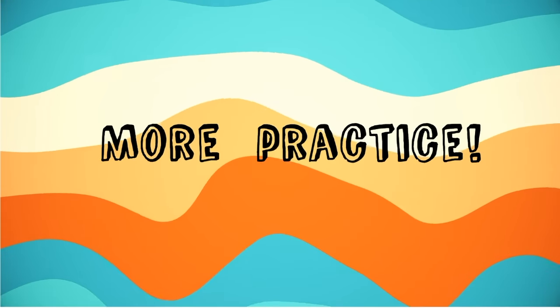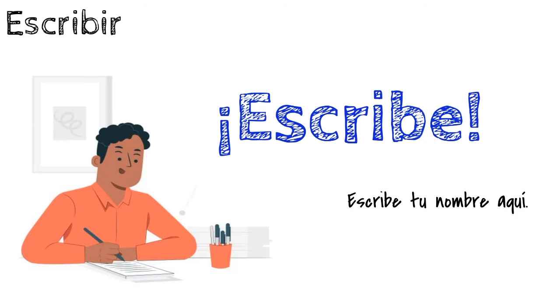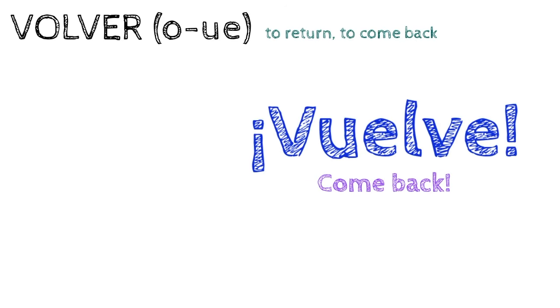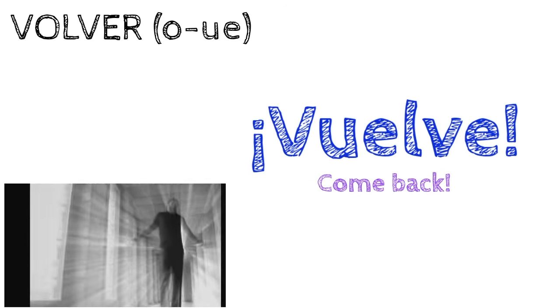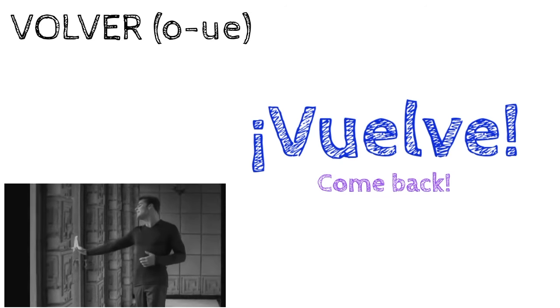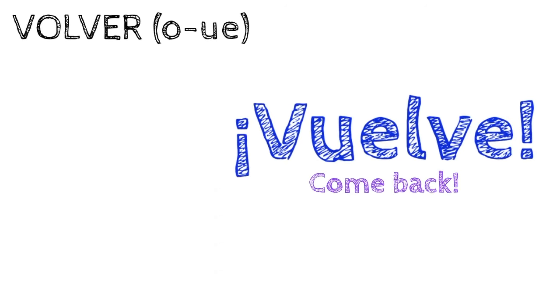Let's do more practice. The singular informal affirmative command of the verb escribir is escribe. Escribe tu nombre aquí. Write your name here. It even works with stem changers. The command of volver is vuelve. Ricky Martin's song by the same name is a great use of this form. All done with the rule.